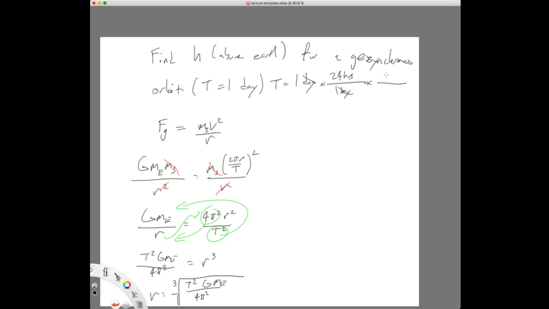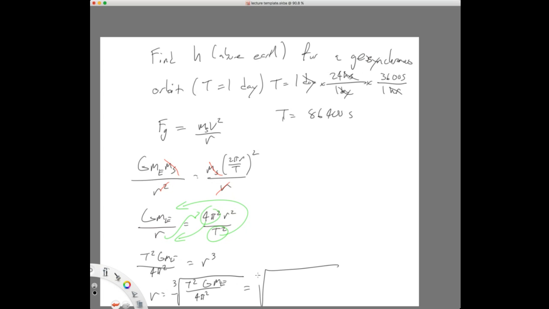And then we want seconds, so 3,600 seconds per 1 hour. And if you don't know that, then you do it 60 minutes and then 60 seconds. And 60 times 60 is 3,600. So this gives us the period is equal to 86,400 seconds. And so that's necessary for us to plug in our numbers.